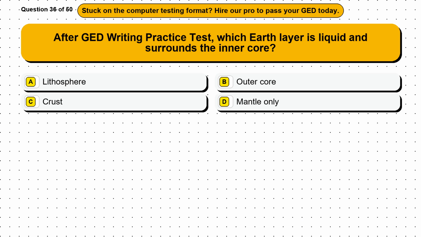Question 36. After GED Writing Practice Test, which earth layer is liquid and surrounds the inner core? Option A, lithosphere. Option B, outer core. Option C, crust. Option D, mantle only.